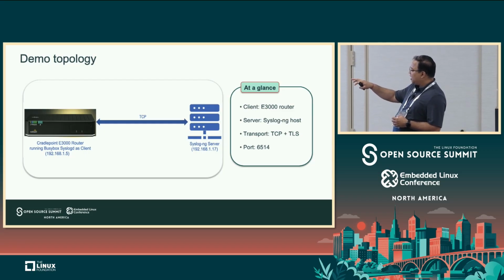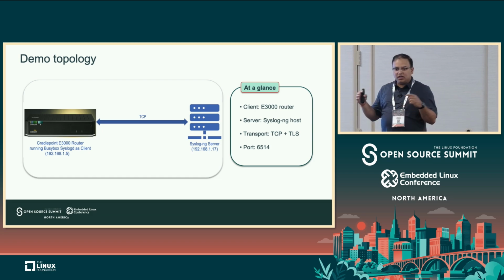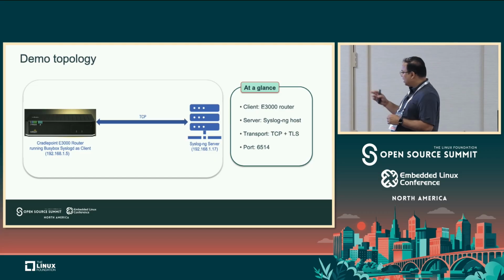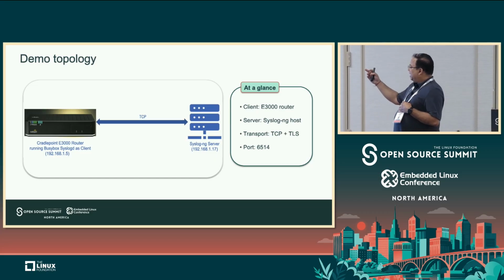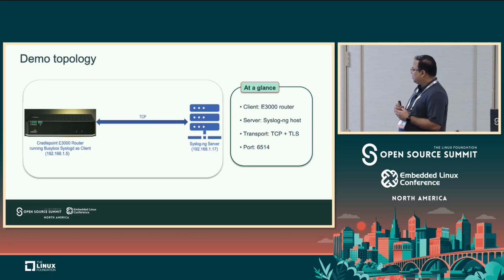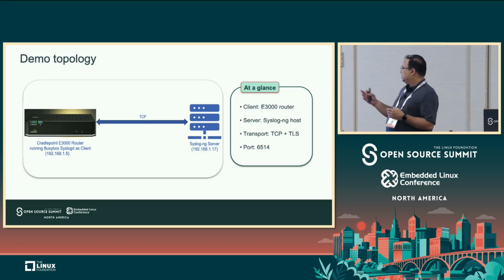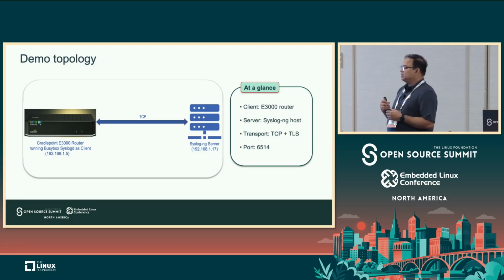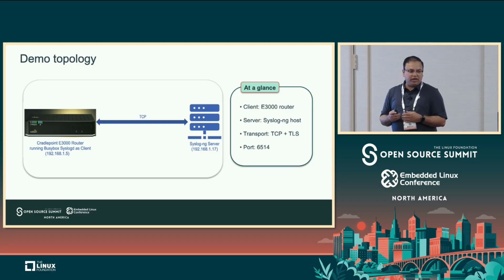I just mentioned the IPs so that we can take note of these IPs during the Wireshark logging, so that we can ensure we manage the client and the server. The client is the E3000 router, which I already talked about. The server is the syslog-ng host. The transport is TCP TLS, and the port which we use is 6514, the default port for TLS.